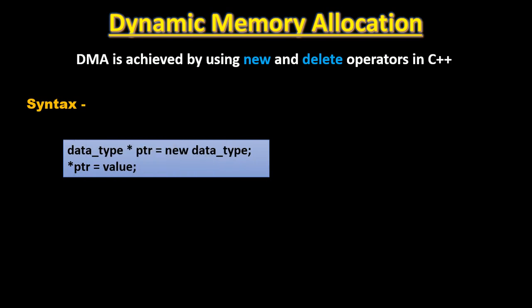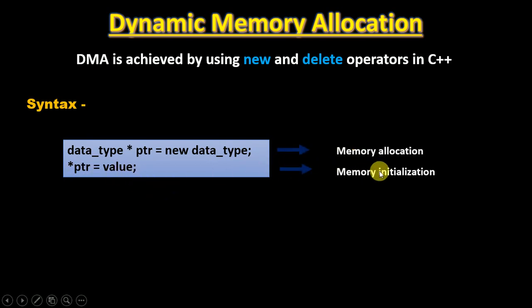And if you talk about the syntax, for a single memory location, what you can do is you can have data type star ptr equals new data type. So this is memory allocation. It will allocate memory in the heap segment, and if you want to initialize that memory, then you can use star ptr equals value. So this one is memory allocation, and the second one is memory initialization. Okay. So this data type may be anything, maybe integer, character, float, or any class pointer, anything.